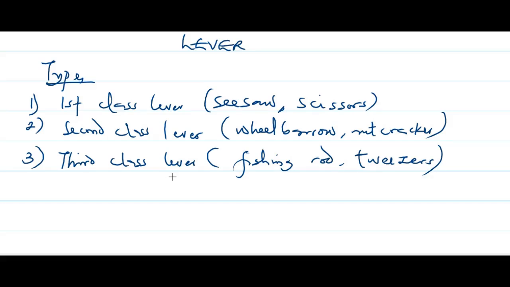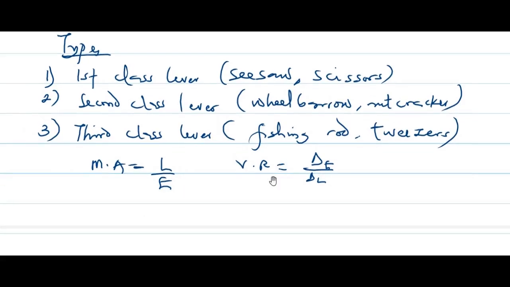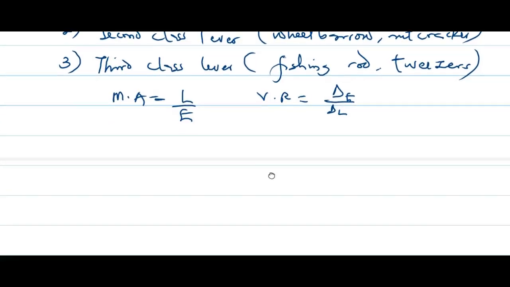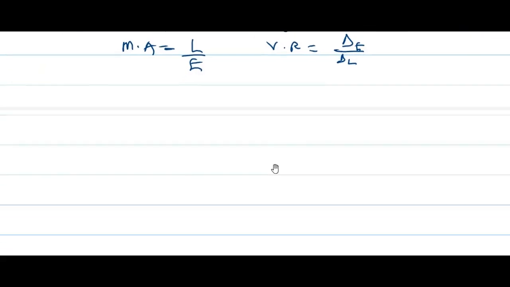Now, for a lever, the mechanical advantage remains load over effort. The velocity ratio remains distance moved by effort over distance moved by load, all right? And our efficiency remains what it is, depending on what the question is asking you to do. We have a lot of ways to find efficiency, which we have discussed.